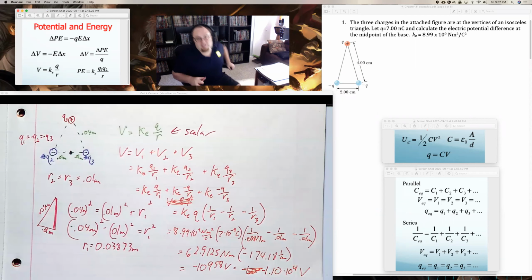Electric potential, or electric potential difference to be more precise, is so much easier than force and energy because we do not have to do vectors. I simply say, what's the potential from this guy? What's the potential from that guy? What's the potential from the third one? And add them up. No vectors needed. And that's it. It's actually kind of straightforward.